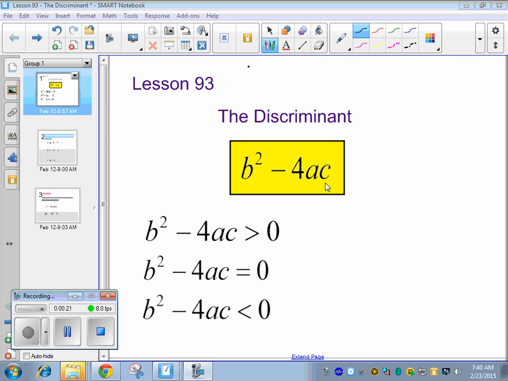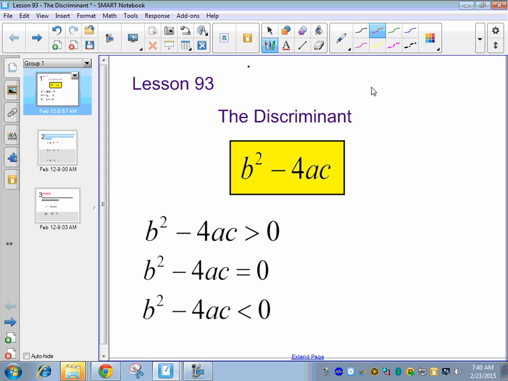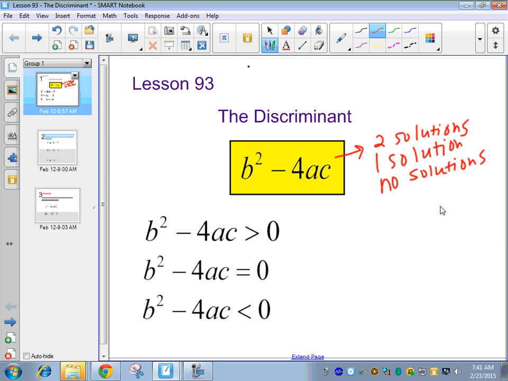So if you just do the discriminant, which is just b squared minus 4ac, this is going to tell you if there are 2 solutions, 1 solution, or no solutions. Okay, so we could either have 2, 1, or none. So if you think of this in terms of a parabola, how many times can a parabola cross the x-axis? Up to 2 times, okay?